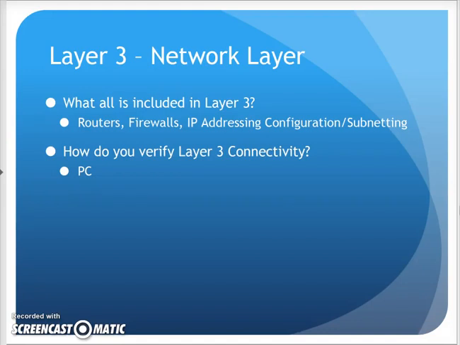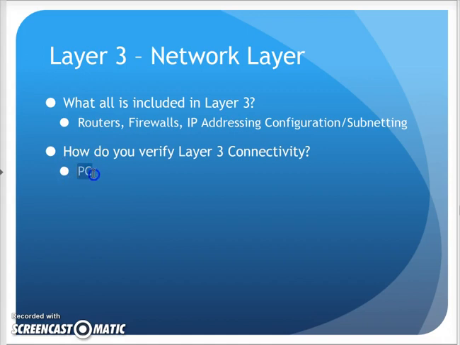Alright, CNT125, we're looking at our section on troubleshooting. Here's our second part now. We're picking up at layer 3. So layer 3, we need to remember, includes things like routers, firewalls, IP address configuration, subnetting on things like our devices. So how am I going to verify layer 3?